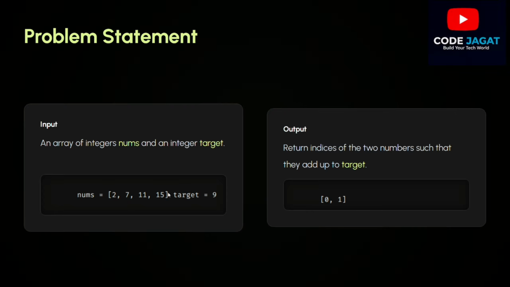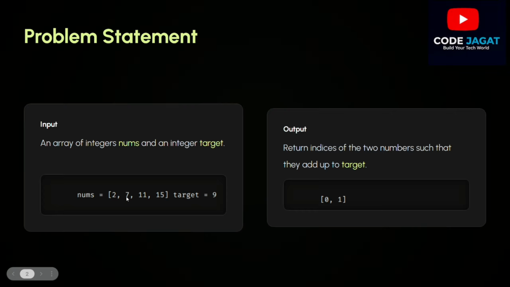We are given an array, comma separated elements combined in a list. It can be 2, 7, 11, 15 and I have one target variable which is 9. In the output, I want to return the indices which add up to the target. So basically indices start from the 0th index. So my 2 is on the 0th index, my 7 is on the 1st, then 11 is on the 2nd, then 15 is on the 3rd.